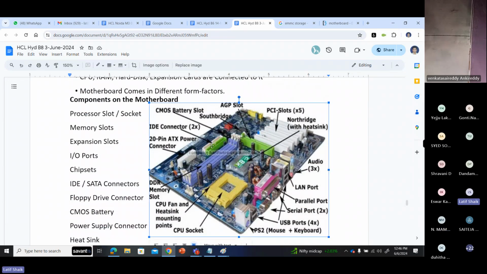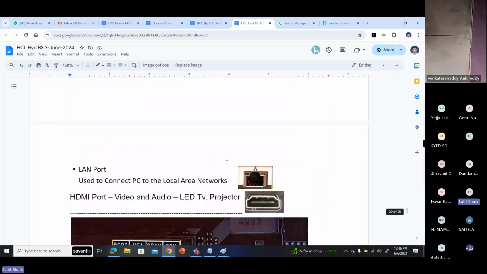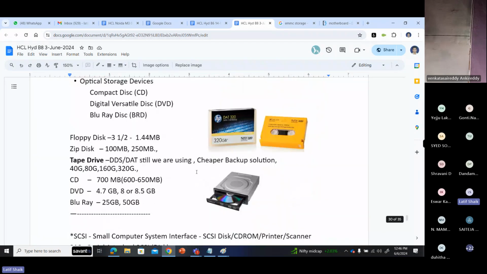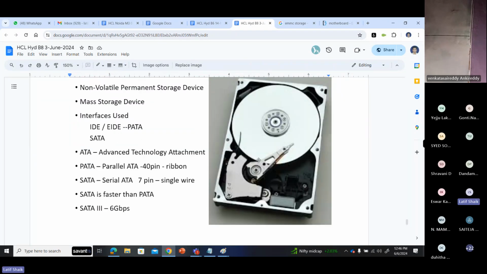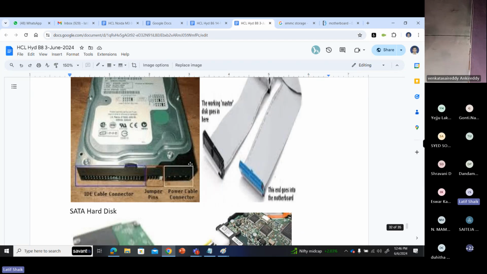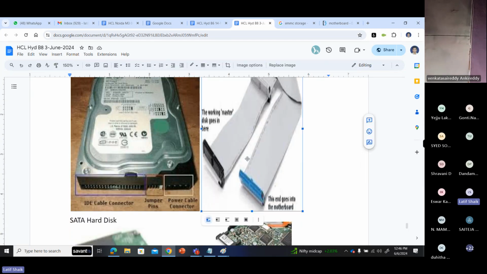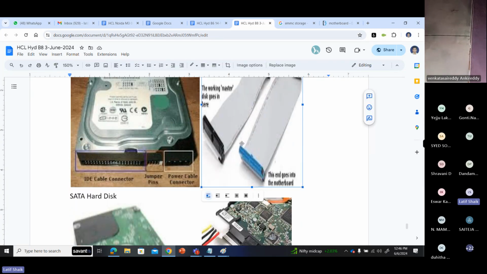These are the hard disk connectors. You can see the IDE connector. If it is a PATA type of hard disk, the interface is the PATA interface. So we use this type of cable to connect your hard disk to the motherboard.